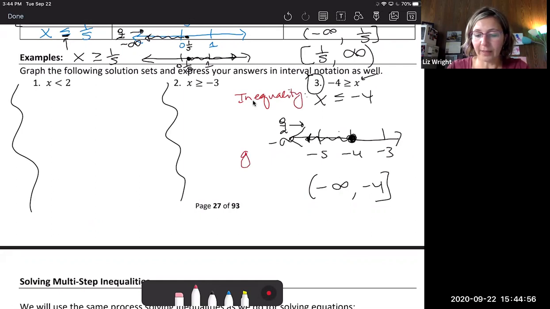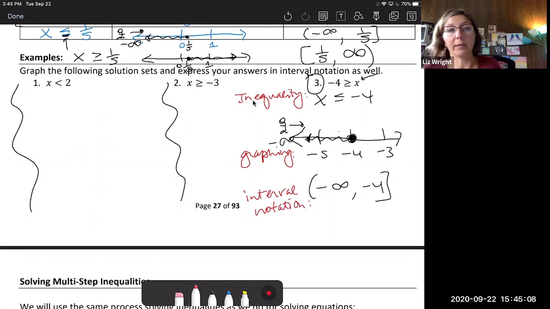This is your graphing answer. This is your interval notation answer. So that's something that students will ask me, like, I don't know what you mean by inequality. Well, this is your inequality answer, right? It's written as an inequality. So this is your inequality answer. There's your graphing. There's your interval notation. So I want you to try 1 and 2 on your own and see how you do with that.